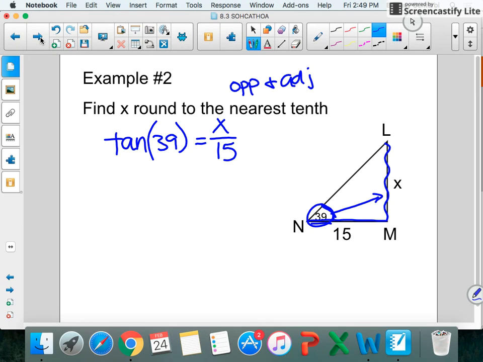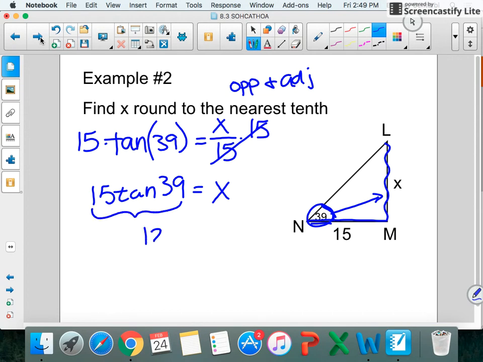So all I have to do to solve for x, I want to get 15 out of the bottom. So instead of dividing by 15, I need to multiply by 15. But if I do it to one side, I have to do it to the other. And then if you plug 15 tan 39 into your calculator, you will get x, and then this actually equals a number. So this is going to be 12.1. We're going to round to the nearest tenth. So then I get x equals 12.1. So that means that this side is about 12.1. So the biggest thing to remember here is that tangent of anything is always going to equal a number.